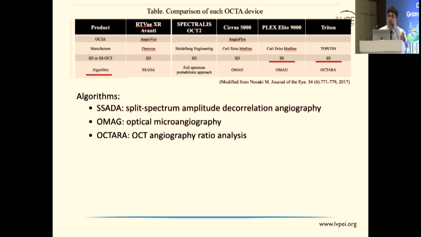Coming to the algorithms we were talking about to evaluate these OCT angios, there are 3 basic algorithms. SSADA, which is the split spectrum amplitude decorrelation angiography, OMAG, or optical microangiography, and OCTARA, which is OCT angiography ratio analysis. We don't need to go too much into the detail of the mathematics. You have to remember SSADA is the one with OptiView, RTView. OMAG is the one with Cirrus, and OCTARA is the one with Triton.